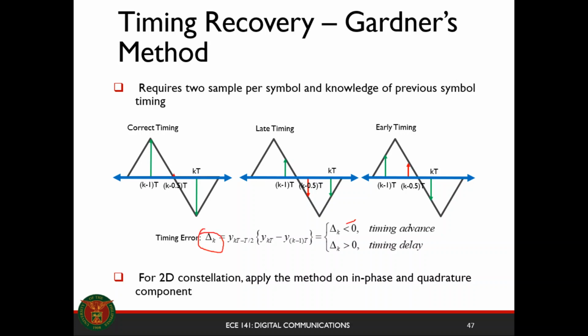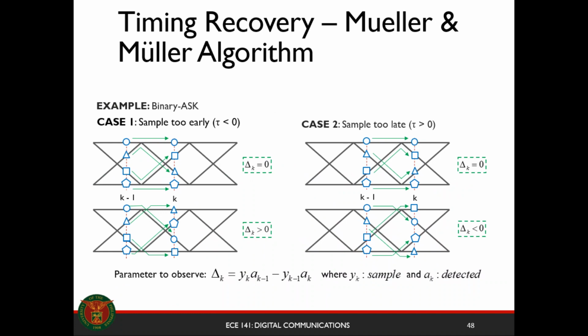If it's less than 0, then your timing is advanced. If it's greater than 0, then your timing is delayed. For 2D constellation, you apply the method separately on the in-phase and its quadrature components. Okay. Finally, we have the M&M algorithm, Mueller and Müller algorithm. The parameter is different from the previous two.